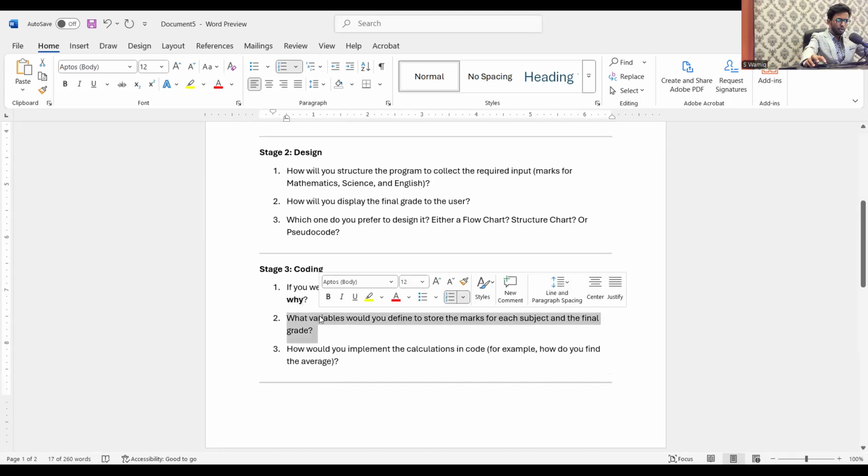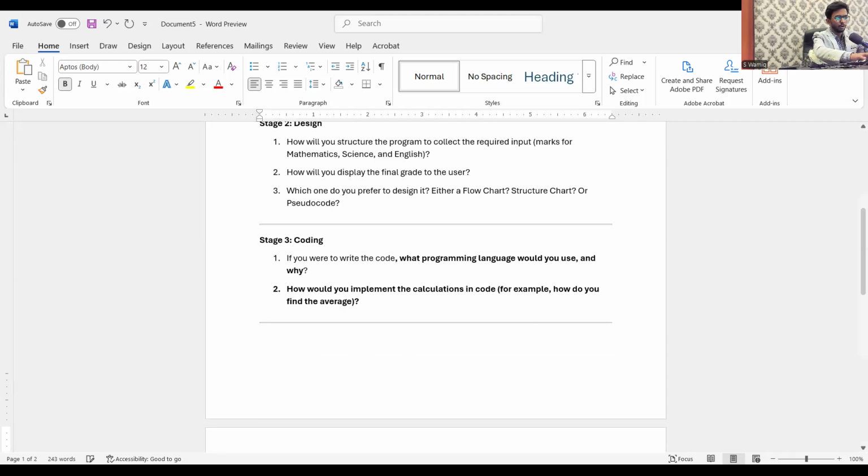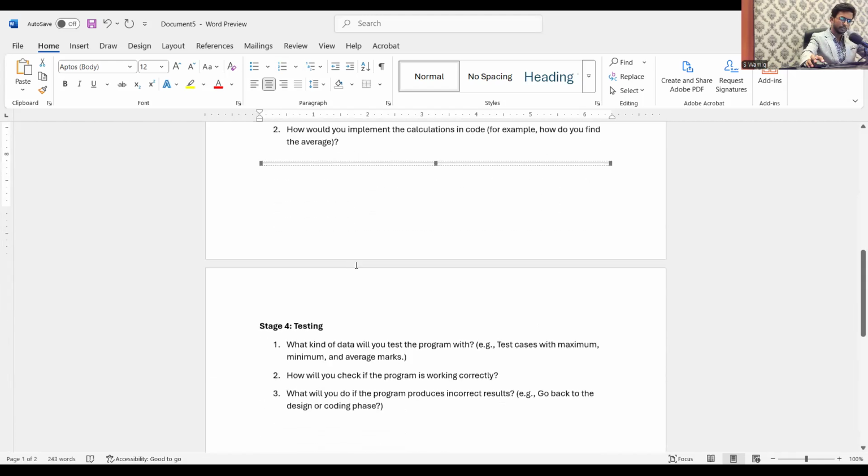What variables would you define? How would you implement the calculation in code? How do you find the average? For finding the average, the formula is simple. You already know it. You are just going to write here that you have the sum, and that is going to be divided by the number of subjects.